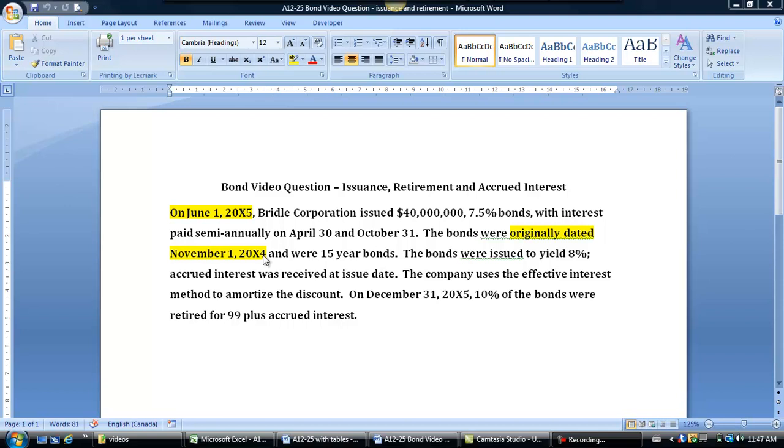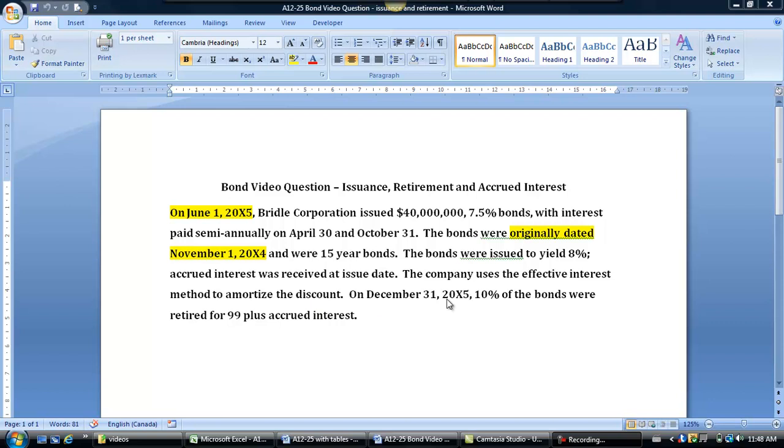Now, the bonds were issued to yield 8%, so when we compare the yield to the coupon, we see the yield is greater. The bonds are not paying as much as the market is, so the bonds are going to trade at a discount. And that's what we've kind of clued you into here.